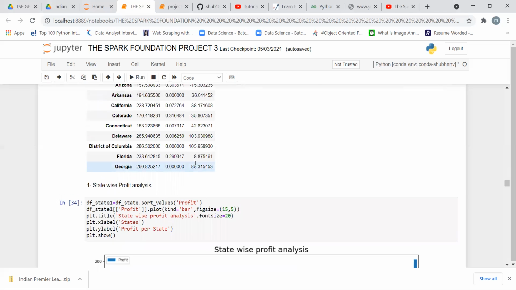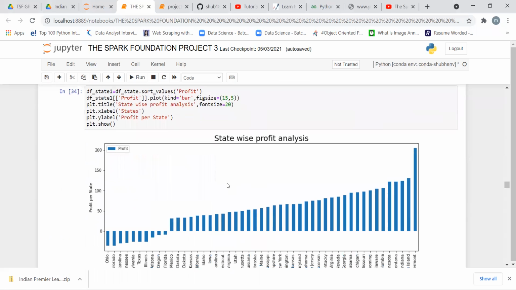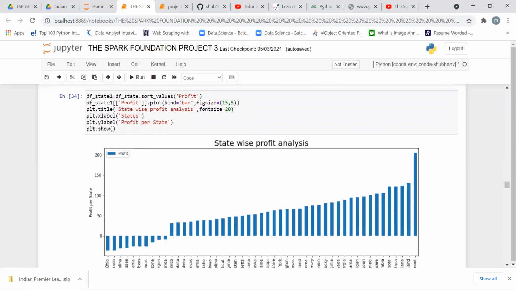sort the values, because here we can see that we have a profit in negative terms. We have a profit in negative terms, so we sort the values of profit. Sorting means that it separates the data from descending to ascending order. So here we can see in a bar chart that it is shown in ascending order.